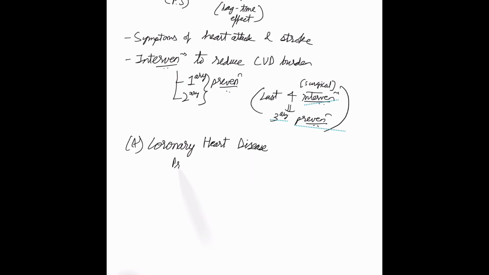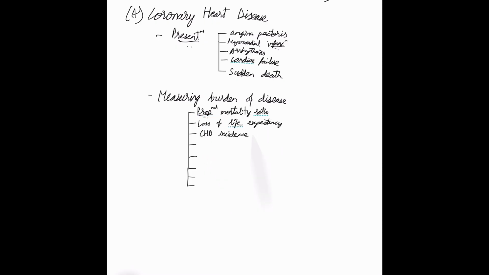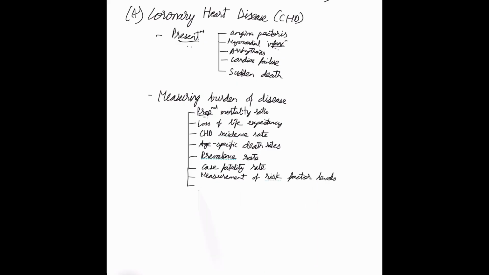So we first start describing in detail coronary heart disease, also known as CHD. So the various presentations of CHD are angina pectoris, myocardial infarction, arrhythmias, cardiac failure, and sudden death. So how do we measure the burden of disease? We examine the proportional mortality ratio, loss of life expectancy, CHD incident rates, age-specific death rates, prevalence rates, case fatality rates, measurement of risk factor levels, and medical care.